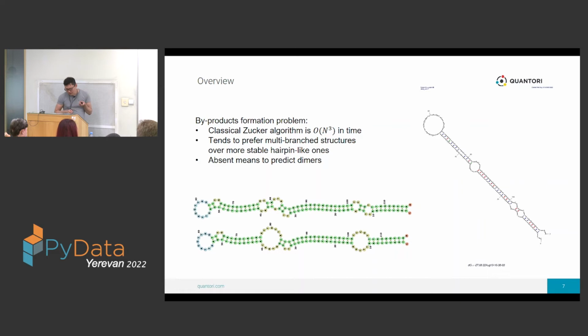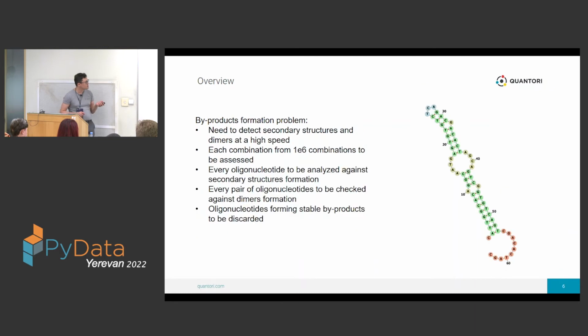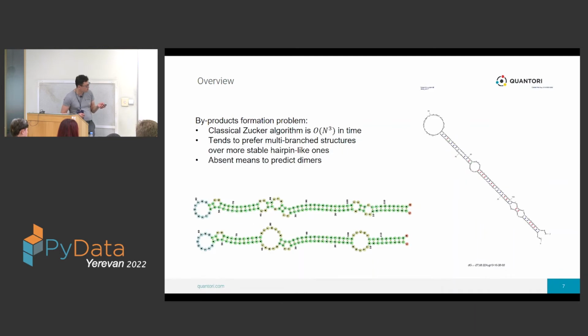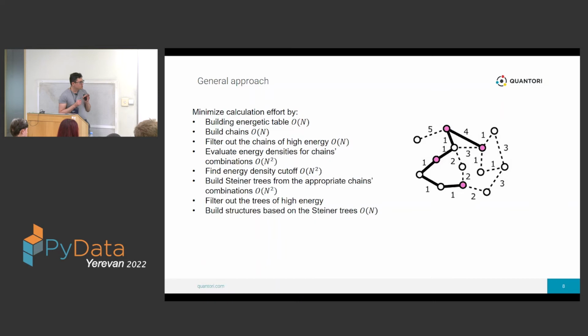So we needed to solve those problems, and here is an outcome. This is the structure predicted by the Zuker algorithm. This is a structure observed in the natural setting. This is a structure which we managed to predict ourselves. I would say it's much closer, both in terms of energy and melting temperature. The approach is pretty simple. We decided that it's necessary to solve the Steiner tree problem.